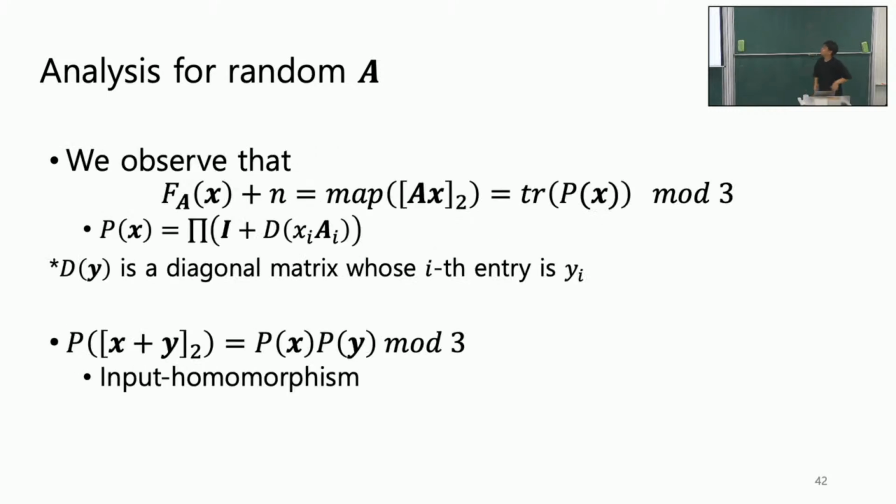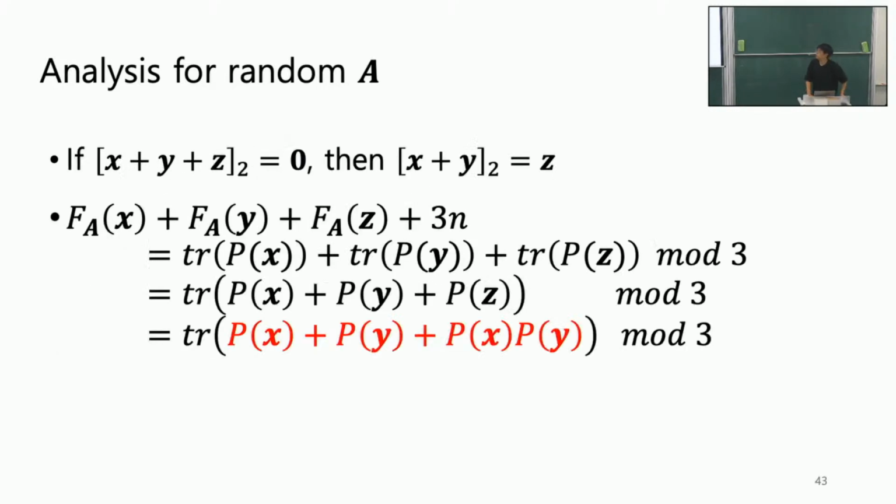We cannot break them. Indeed, we observed that FA over X plus N can be represented by the trace of some matrices. Moreover, for some matrices P, we showed that P of X plus Y is equal to P of X plus P of Y in modulo 3, which means P is an input homomorphism. So using these observations, we provide a new analysis for random A.